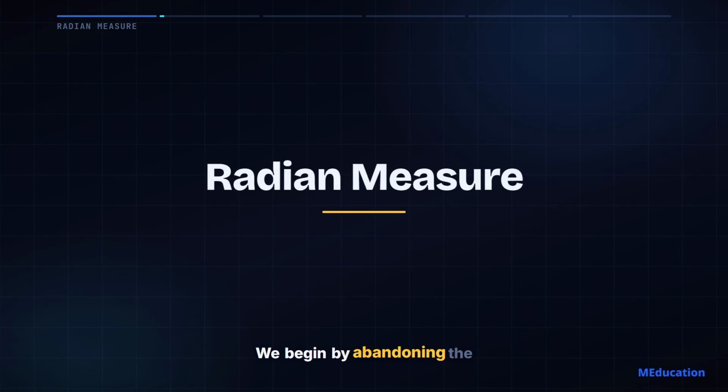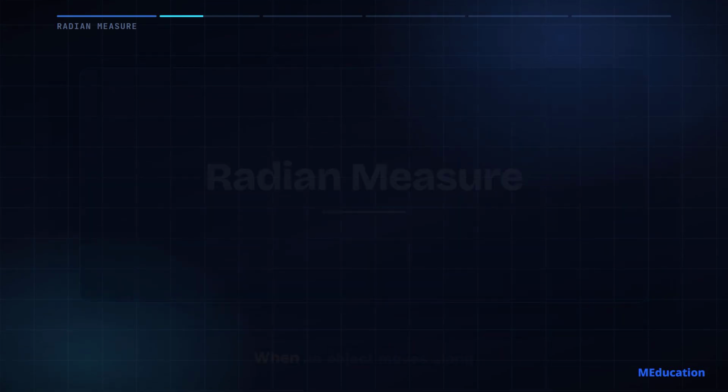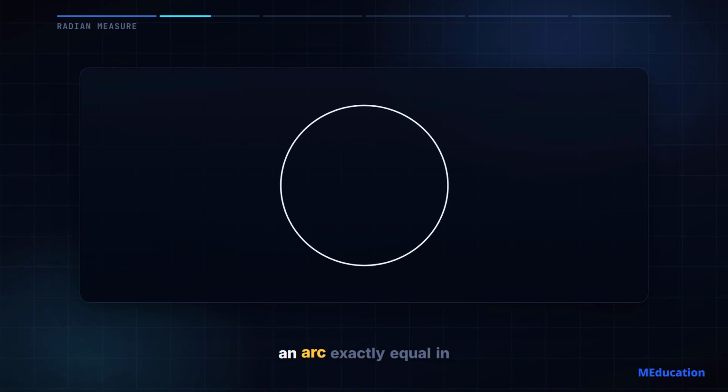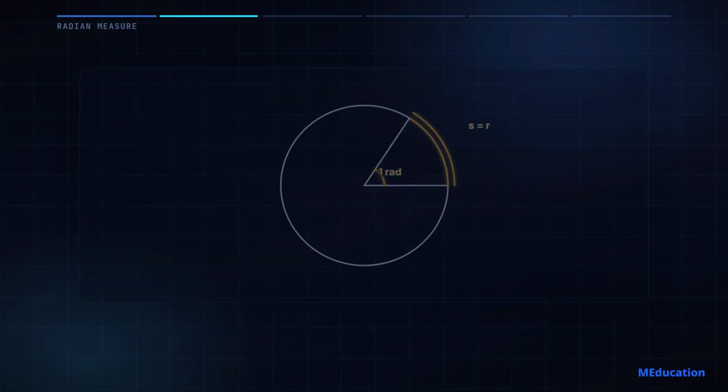We begin by abandoning the arbitrary 360 degrees you grew up with. To link rotational motion to physical distance, we need a mathematically rigorous measure. When an object moves along an arc exactly equal in length to the radius of its circle, the angle it sweeps out is exactly 1 radian. This single geometric shift is the key that unlocks every equation in rotational physics.